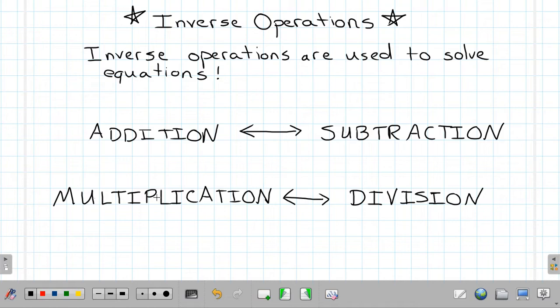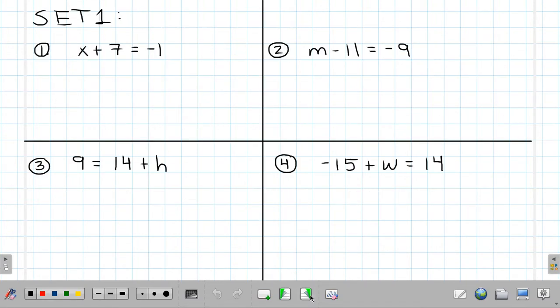But this is the big thing that governs basically how we do any equation. You've got to know what the inverse operations are for each of these operations. If I know I'm doing addition, I need to know that the opposite of addition is subtraction. If I have subtraction, I need to know the opposite of that is addition. And you'll see why when we look at the first example.